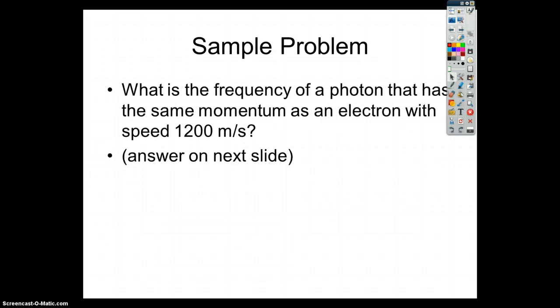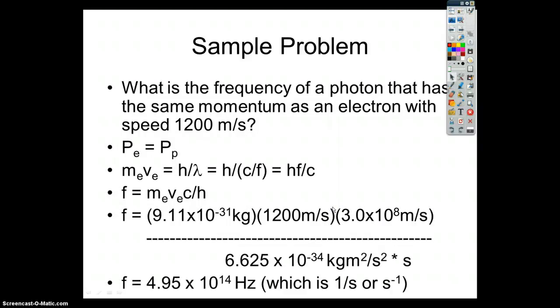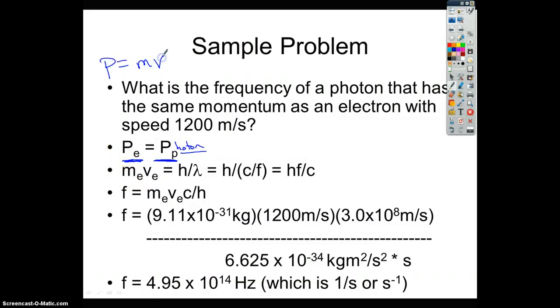Next thing they have us do here is what is the frequency of a photon that has the same momentum as an electron with a speed of 1200 meters per second. So what is that frequency? In order to do this problem, we need to say that the momentum of an electron is equal to the momentum of, and this is a photon, not a proton. Be very careful. We know the momentum of any particle is just mv, so the momentum of any particle is equal to mass times velocity. And the momentum of a photon is equal to h over lambda.